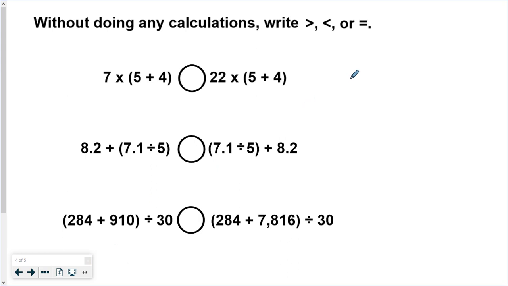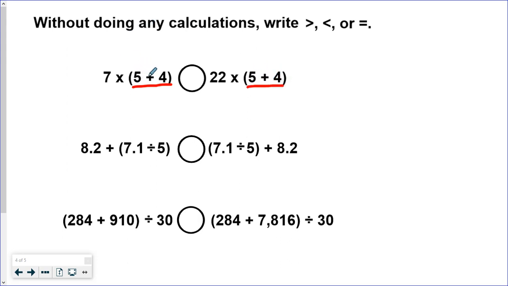All right, so here, another part of the section is let's figure out if there's greater than, less than, or equal to without actually finding the exact answers. So if you notice, this first one here, what you're looking for is what do they have in common? So the first one here, they both have a 5 plus 4. So we're going to ignore that for right now.